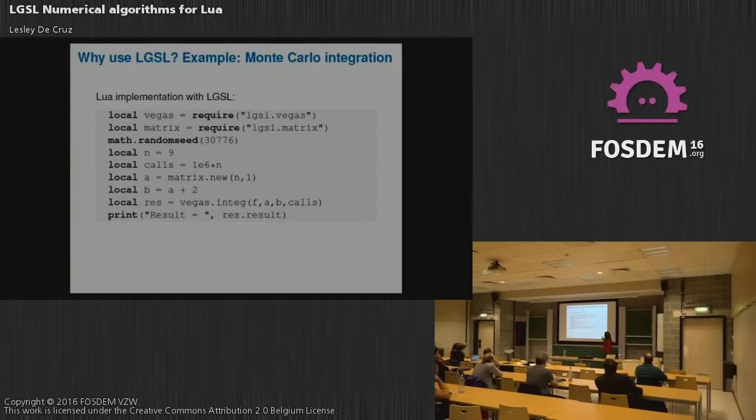So you could require the two modules you need, Vegas and matrix. You define your bounds again, and then you just call vegas.integ to integrate the function and print your result.